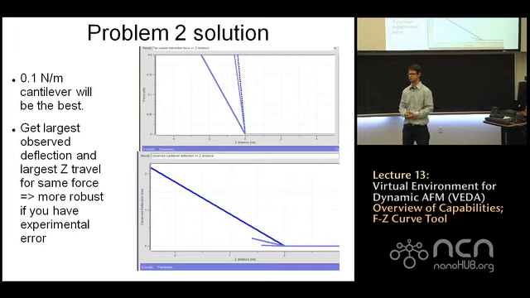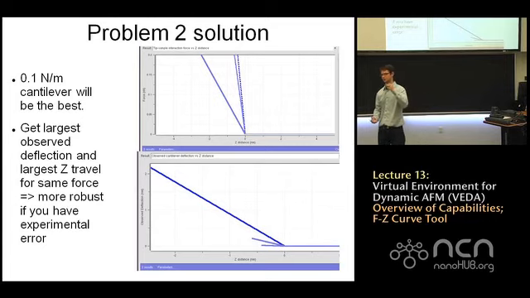If we use a very stiff cantilever, then we're basically just compressing the sample as we move z. With the soft cantilever we have more data over more displacements, and it's more robust to experimental errors.